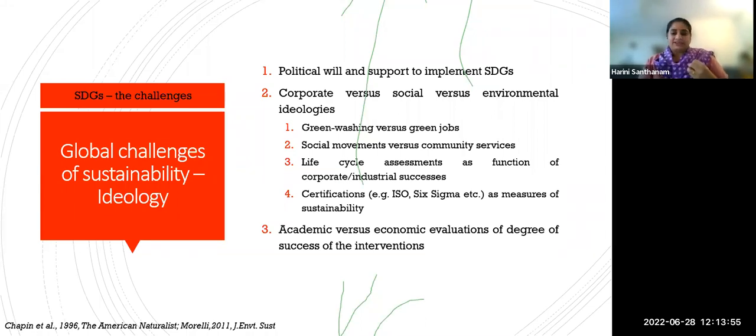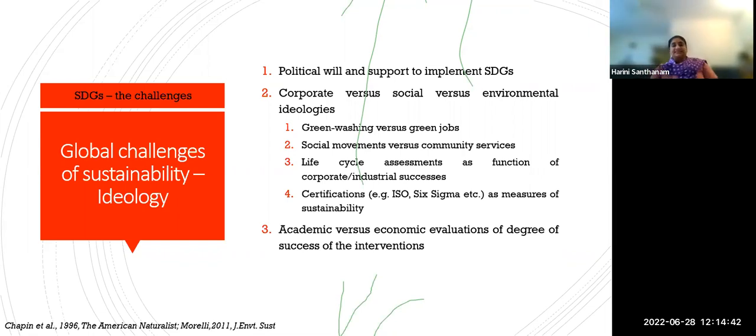The third example is actually looking at this as a life cycle assessment approach as a function of the corporate or industrial successes itself. So here actually the ideology is that the achievement of circular economy approach, achievement of resource recovery and reuse component depends on actual effective life cycle assessments. The ideology incorporated is that the corporates have to attain this if they want to successfully claim that they are adopting sustainability practices. So that is an ideology that is specified for corporate or industrial actors or operators.